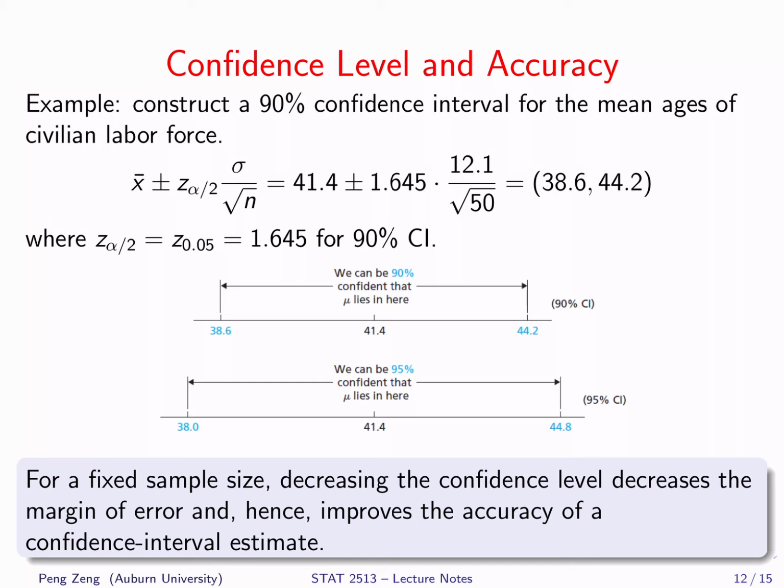The diagram draws two confidence intervals together. We can see that both confidence intervals are centered at 41.4, which is the sample mean. The 90% confidence interval is shorter, while the 95% confidence interval is wider. For fixed sample size, decreasing the confidence level decreases the margin of error, and hence improves the accuracy of a confidence interval estimate. This statement is expected because the shorter a confidence interval, the less chance it contains the population mean mu.